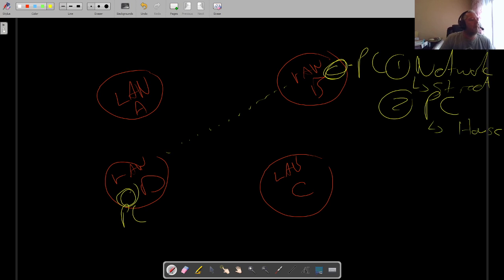So we need to have an address that we can send this to, so that we can first of all make sure we got the right network, and then once we're in that network, find the right PC. Just like the postman has to find the right street, and once he's in the right street, he has to find the right house. Now, the address that we will use to send that is called the IP address.